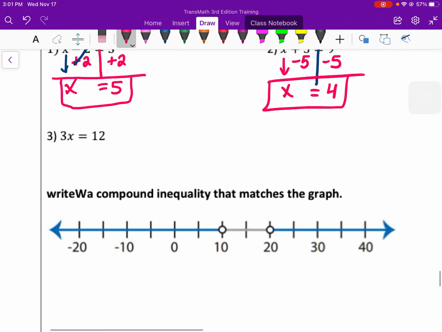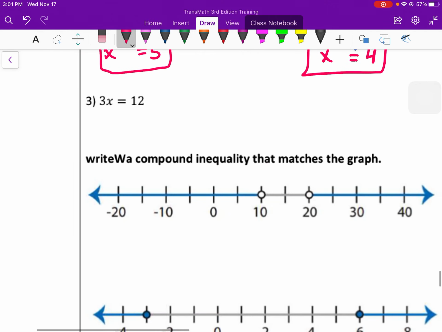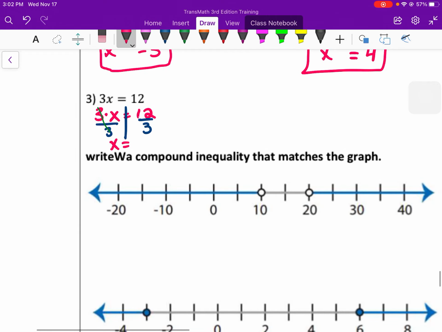In number 3, 3x equals 12. That means 3 times x equals 12 when it's written like that. So the inverse operation of multiplication is division. So I'm going to divide both sides by 3. Because 3 divided by 3 equals 1, we're left with just x, and 12 divided by 3 is 4. So x equals 4 is our answer. And I can double check by plugging 4 back in for x. 3 times 4 does equal 12, so I have the correct answer.